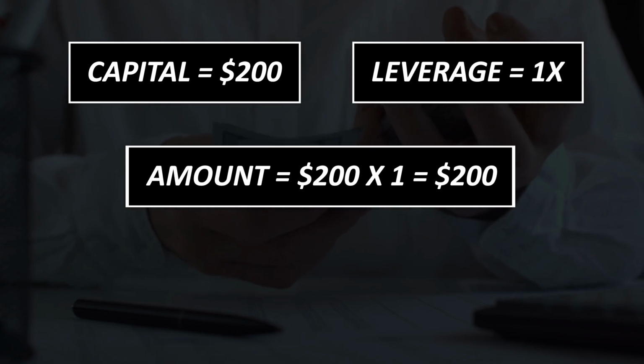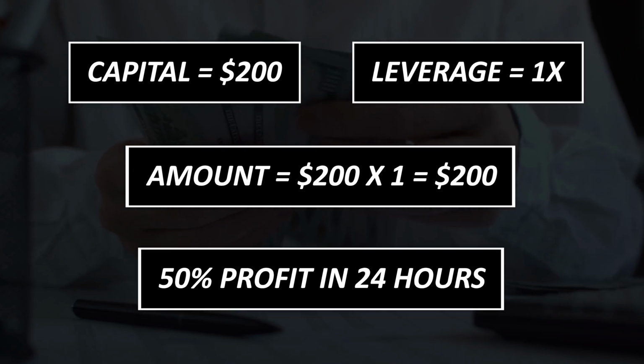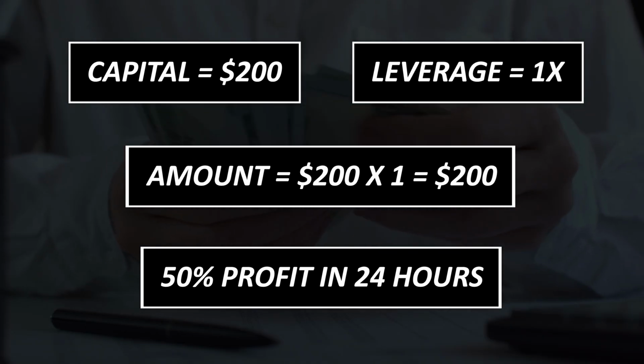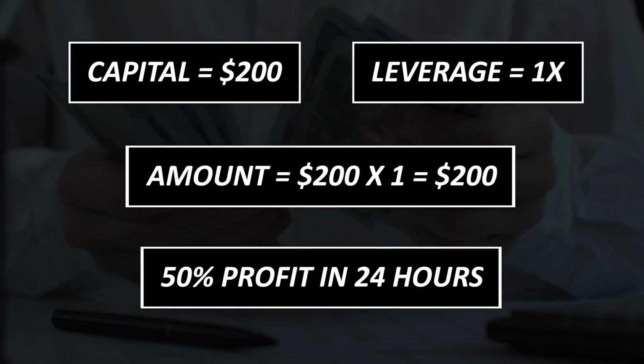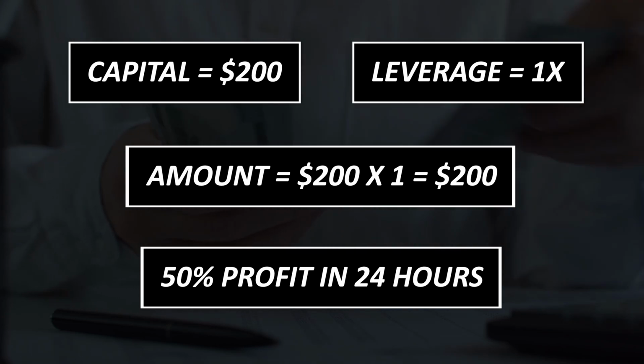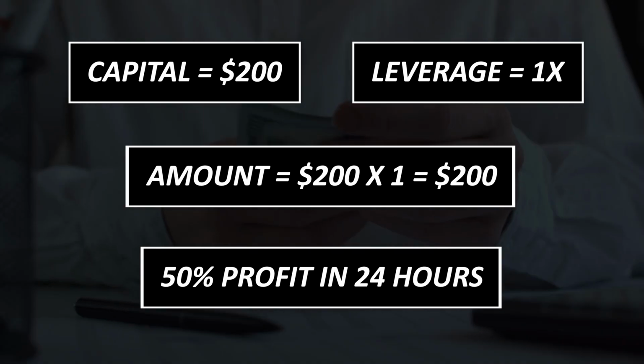Now, let's say you take a trade using that capital and that leverage, and you make 50% profit in 24 hours. That is 1 day, 50% profit in 24 hours. You see that 50% profit that you made in 24 hours with 1x leverage, you can make that 50% profit in just 1 hour or even less than 1 hour with 20x leverage or 30x leverage.